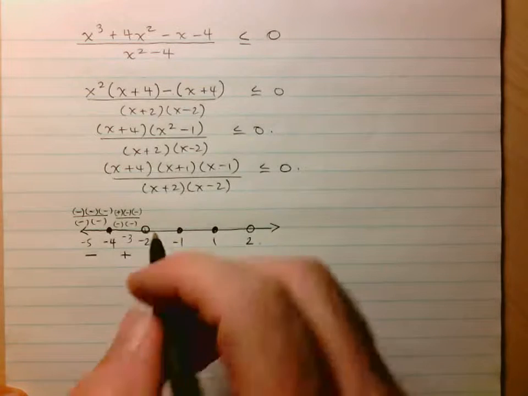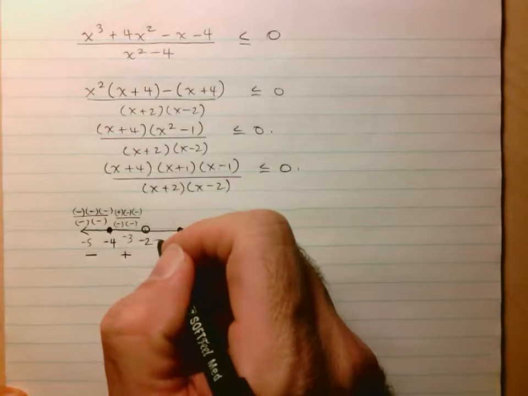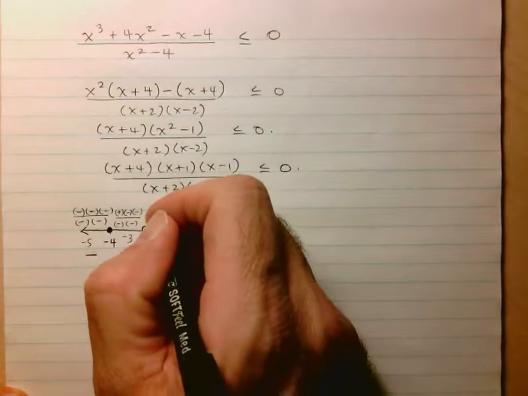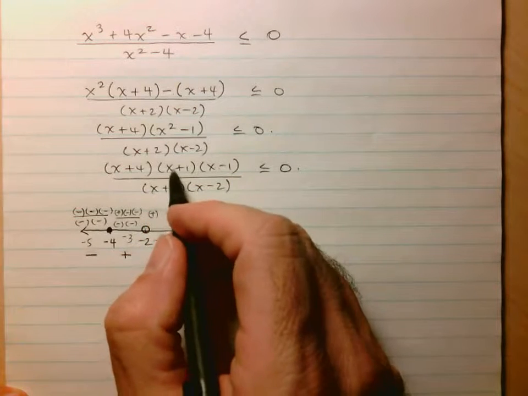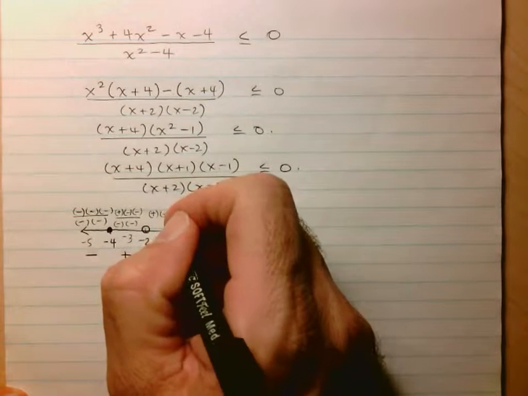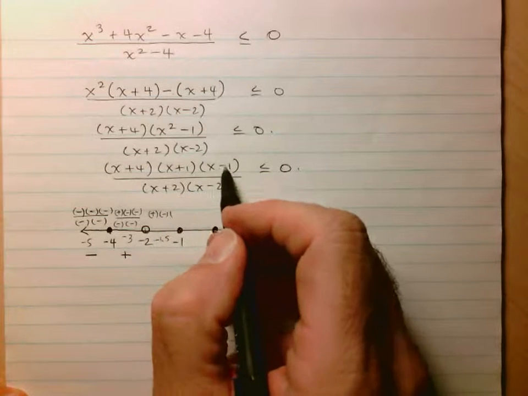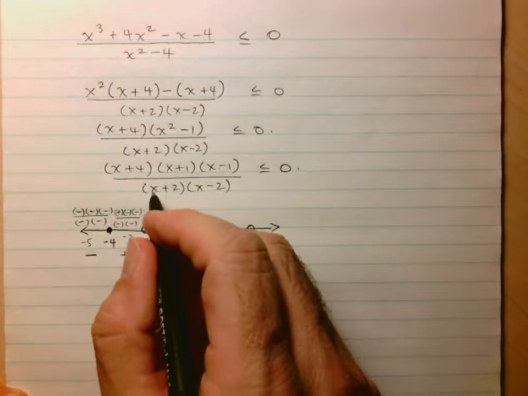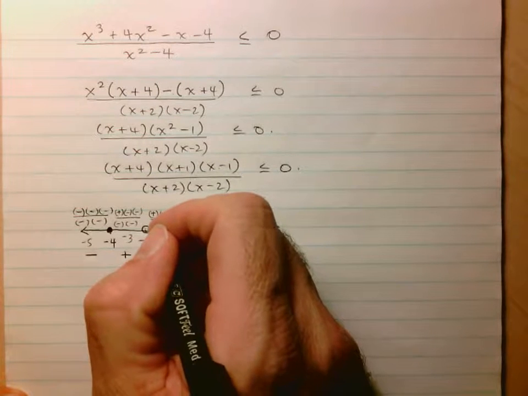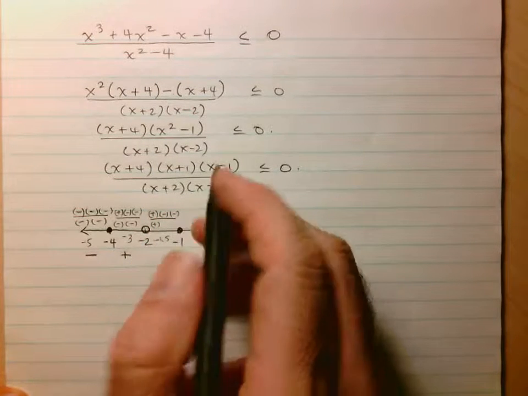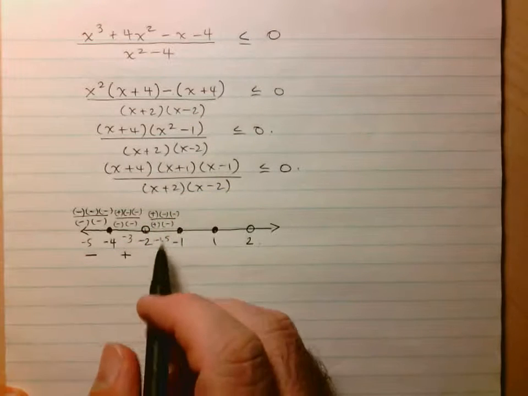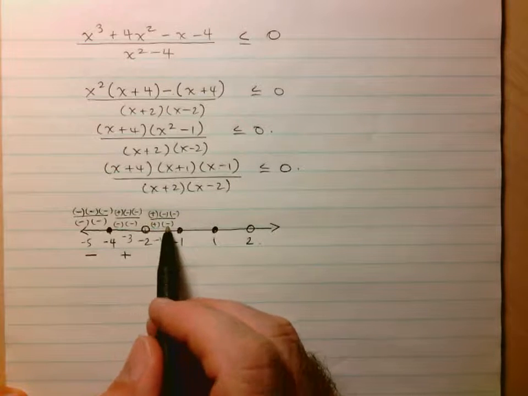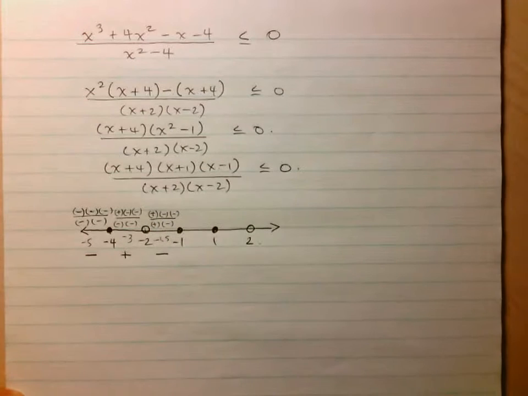Okay, so let's keep doing this. Let's maybe go a little faster. So negative 1.5. Okay, negative 1.5 plus 4, that's positive. Negative 1.5 plus 1, that's negative. Negative 1.5 minus 1, negative. In the denominator, negative 1.5 plus 2 is going to be positive. Negative 1.5 minus 2, negative. So here we have a positive in the numerator, but a negative in the denominator. So the end result, a negative number.